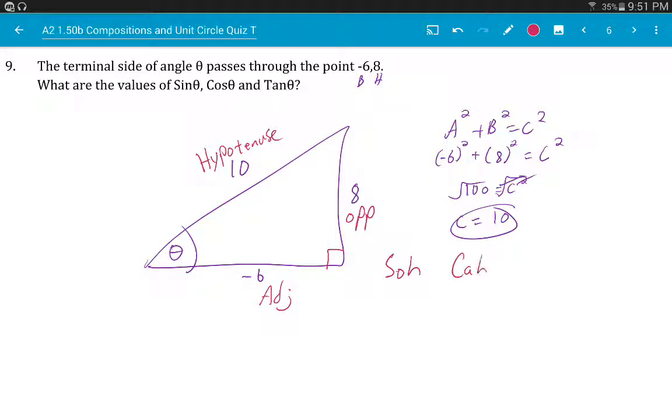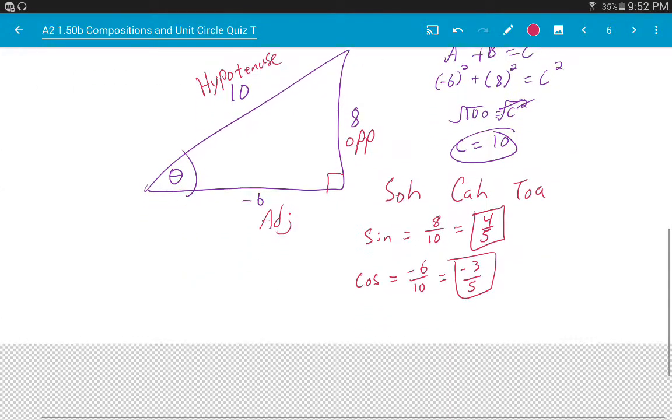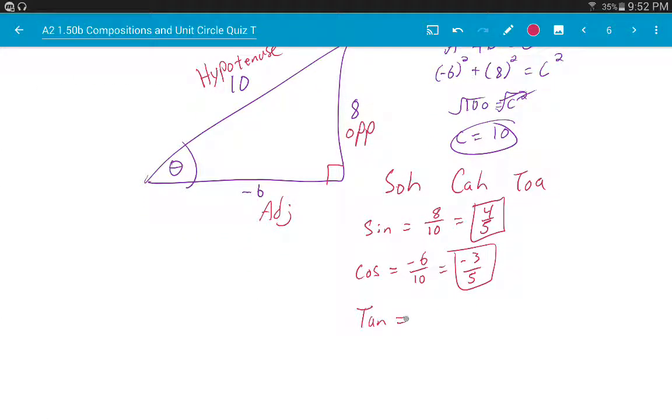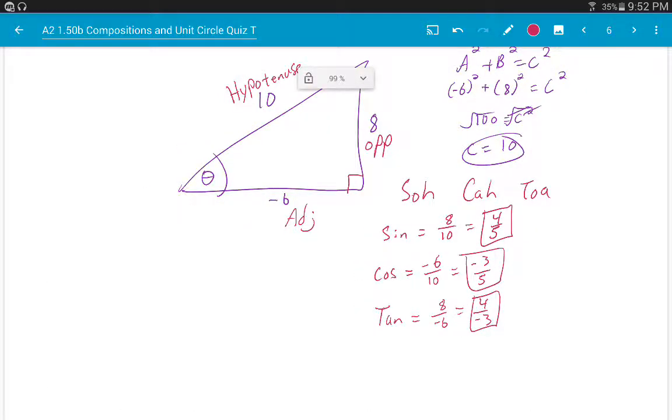SOHCAHTOA. Sine is opposite over hypotenuse, so that's 8 over 10, which we simplify to 4 over 5. Cos is adjacent over hypotenuse, so negative 6 over 10 is negative 3 over 5. And tangent is equal to opposite over adjacent, which is 8 over negative 6, which we can simplify to 4 over negative 3, or you could put the negative on top, it doesn't matter.